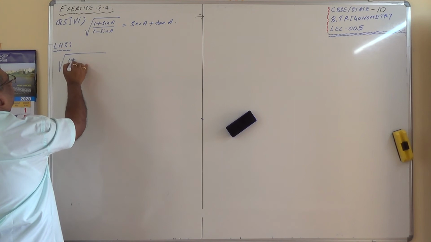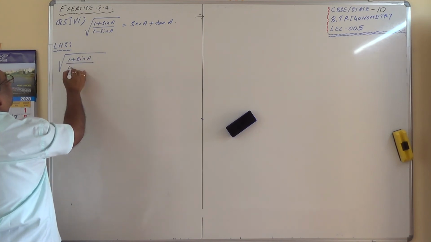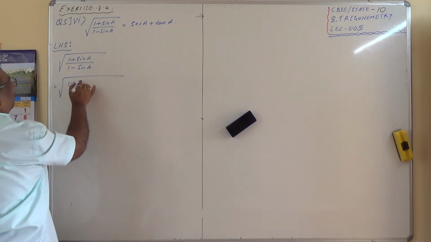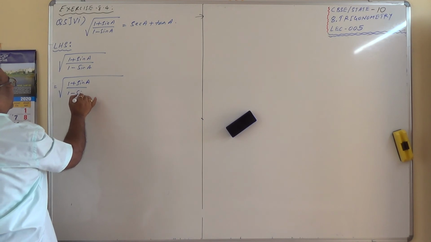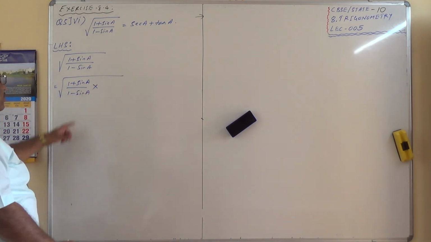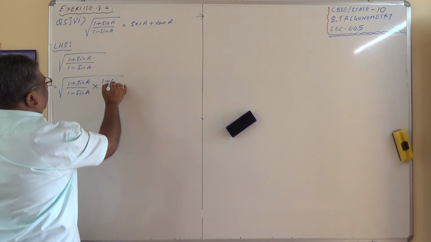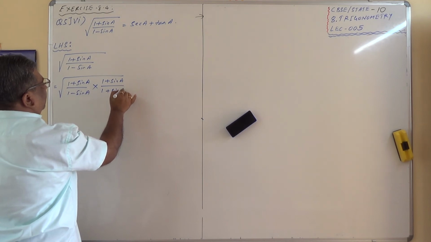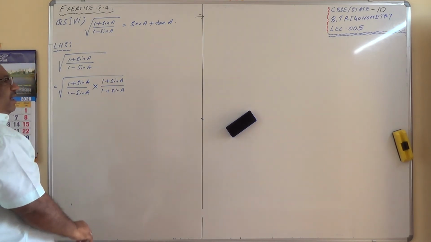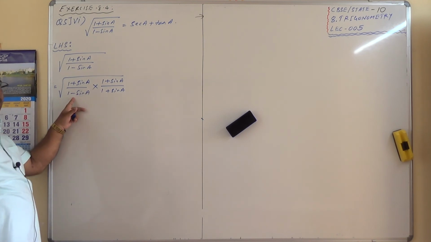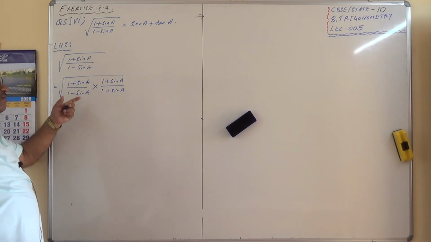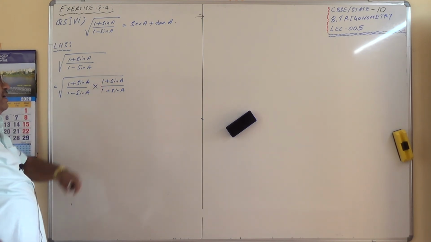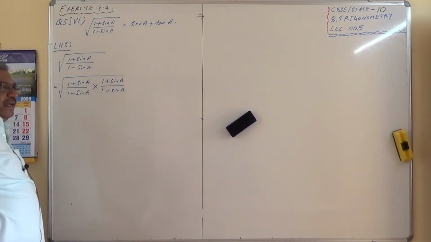Under root of 1 plus sin A divided by 1 minus sin A equals under root of 1 plus sin A divided by 1 minus sin A, multiply and divide by the conjugate of the denominator, 1 plus sin A divided by 1 plus sin A. So 1 plus sin A is the conjugate of 1 minus sin A. I am multiplying and dividing by the conjugate of the denominator. Conjugate means the sign in between will change, it will be reversed. This is 1 minus sin A, so I am multiplying and dividing by 1 plus sin A. 1 plus sin A is called the conjugate of 1 minus sin A.